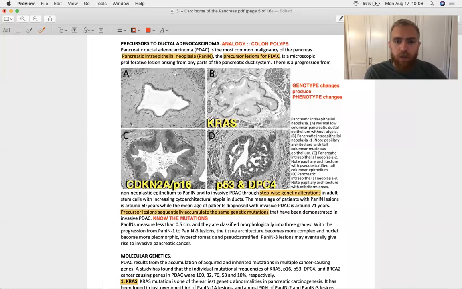Precursor lesions. So remember, colorectal cancer, what's the precursor lesion to that? Well, it's the polyp, the benign polyp. And so just like you can have a polyp before you have a cancer of the colon, you can have a growth inside the pancreas before you get full-blown ductal cancer.